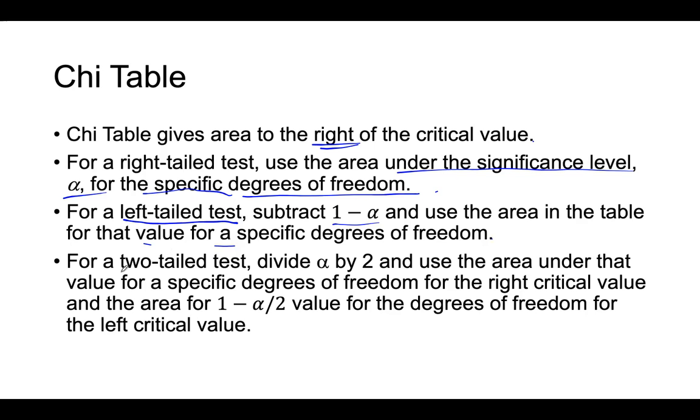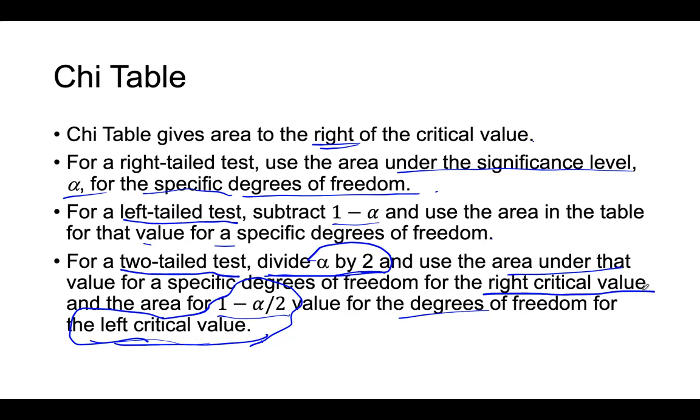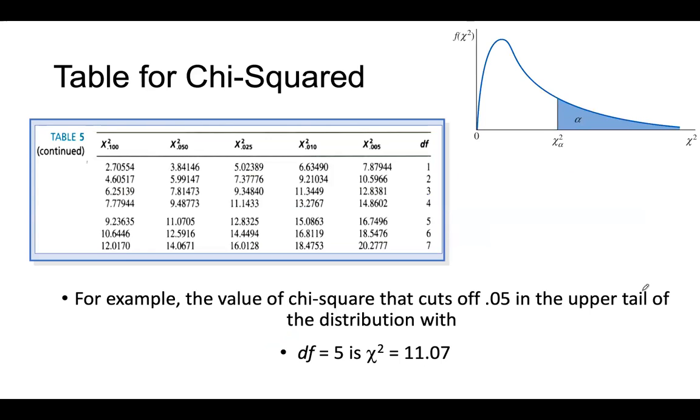And for a two-tailed test, we divide alpha by 2 and use the area under that value for the specific degrees of freedom for the right critical value. And the area for 1 minus alpha divided by 2 for the degrees of freedom gives the left critical value. So this is for the left, and this here is for the right. Just underlining it, sorry, kind of messy. But we've done this before.